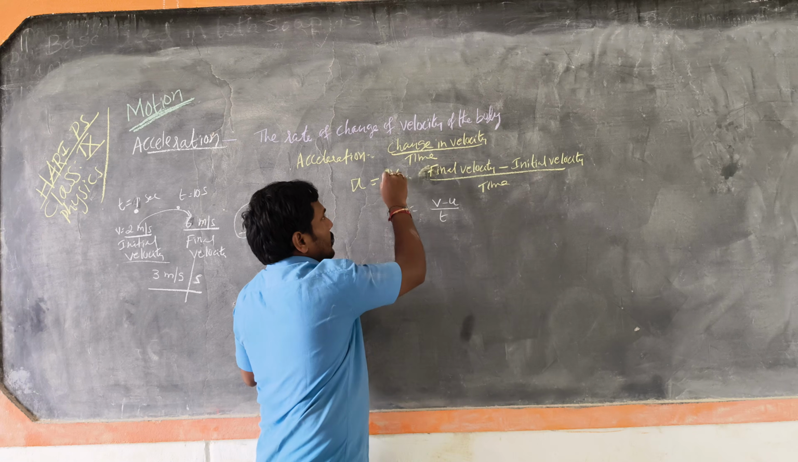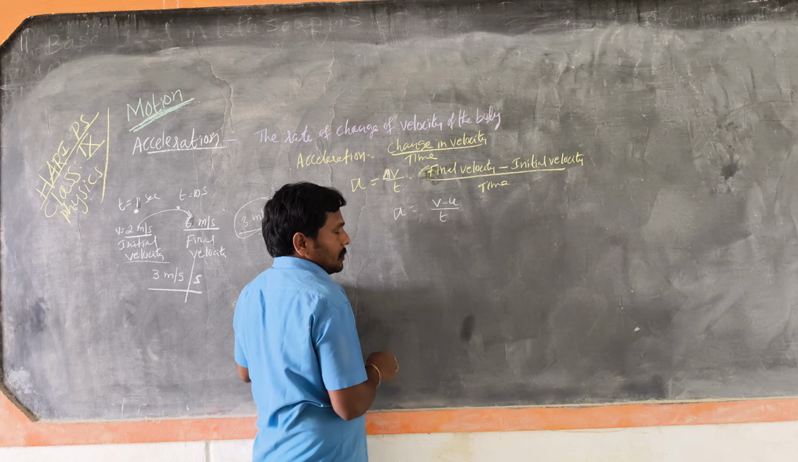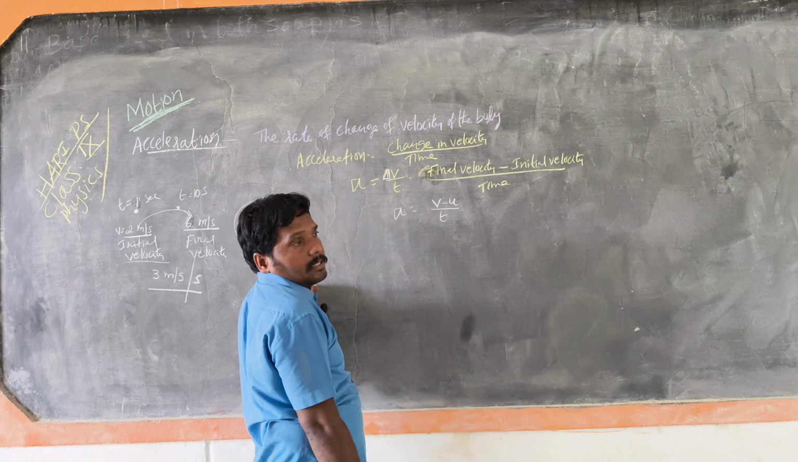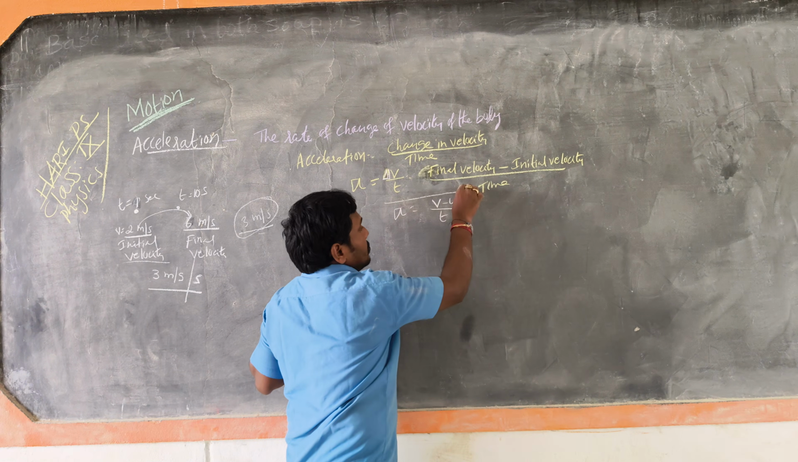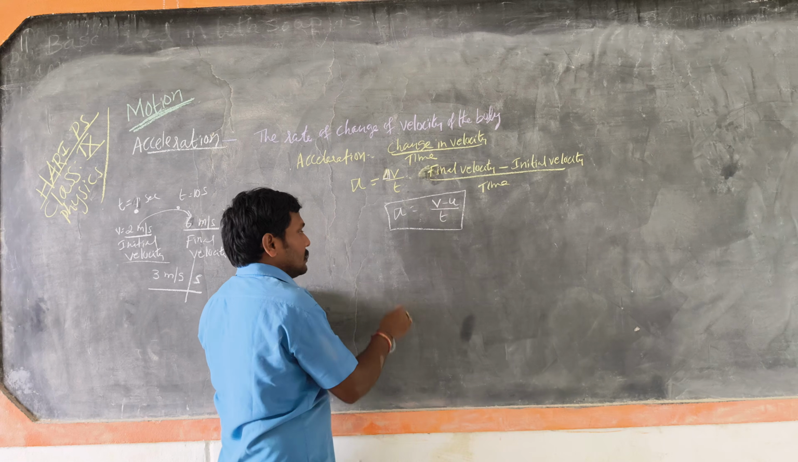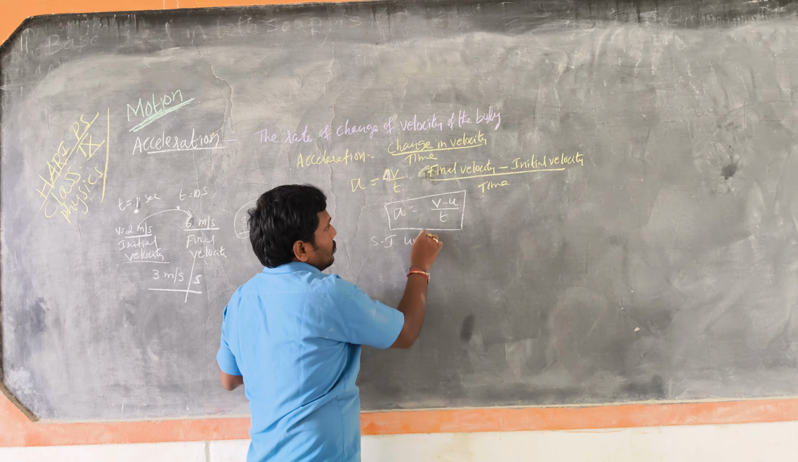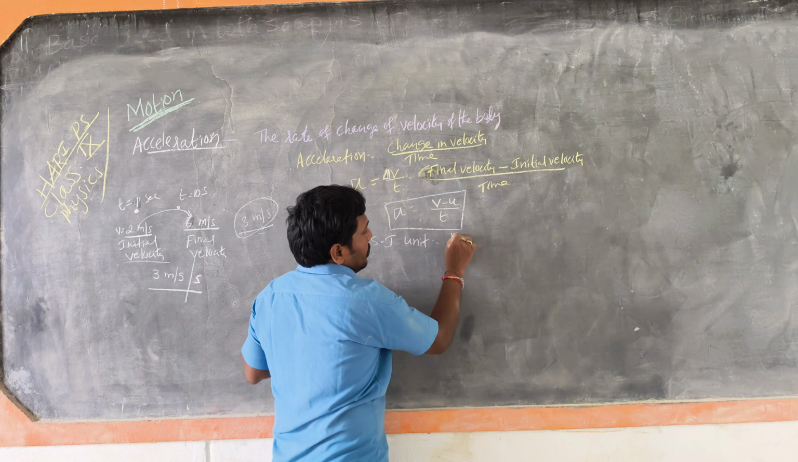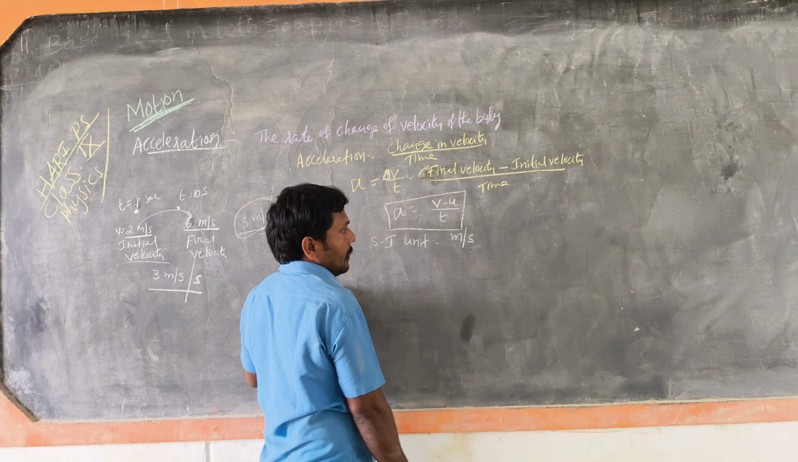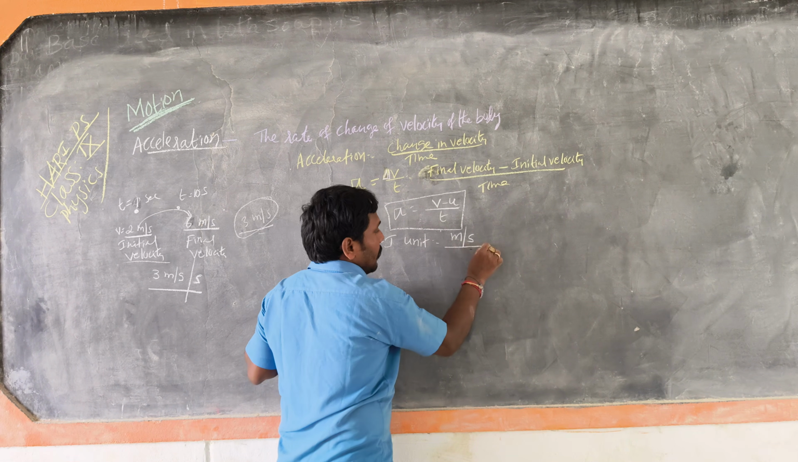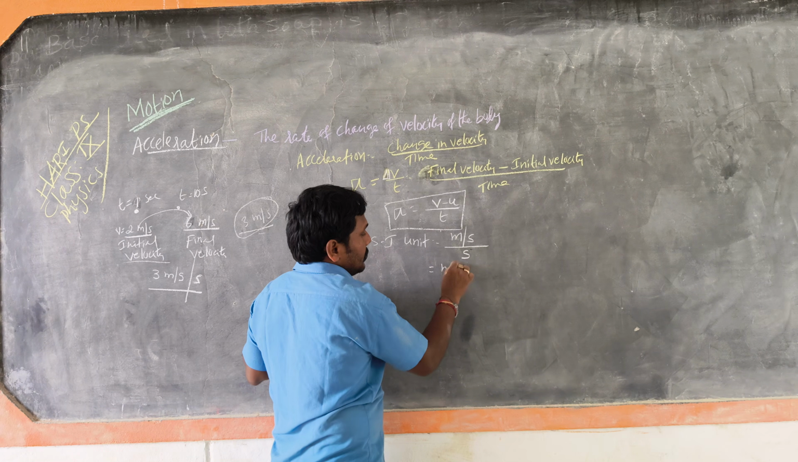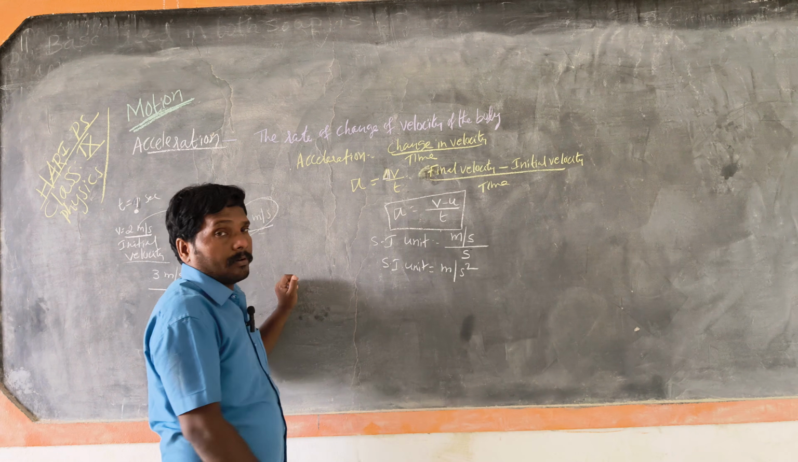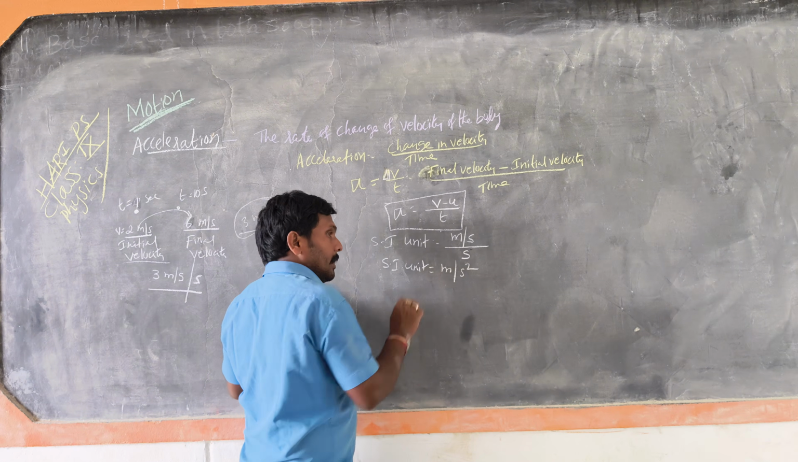Change in velocity, the delta represents change. So final velocity minus initial velocity by time, that is called as the acceleration. Then the SI unit: we know the velocity unit is meter by second, and divided by t, divided by second, that equals meter by second square. So the SI unit of acceleration is meter by second square.